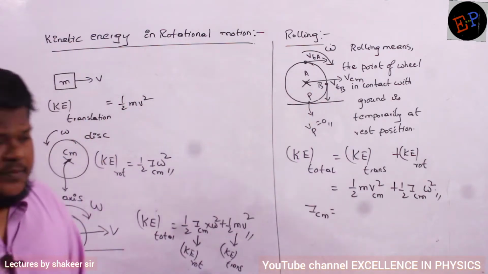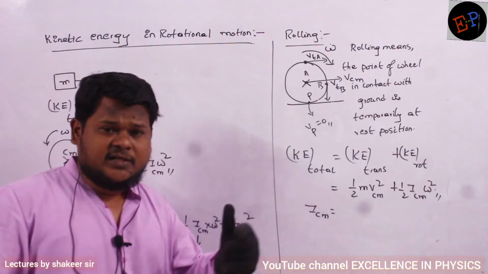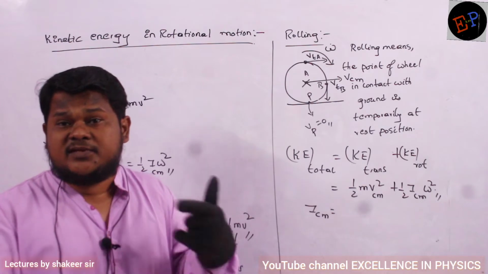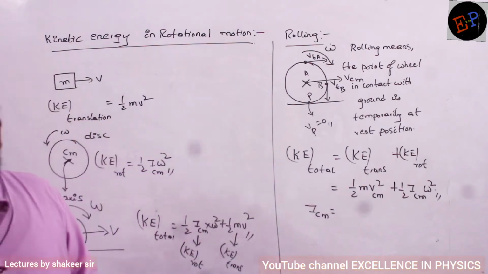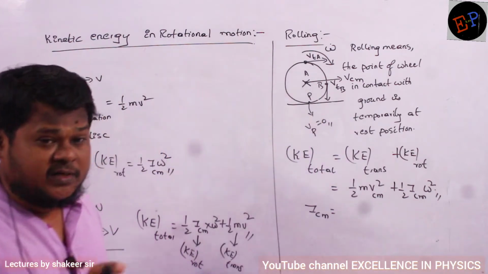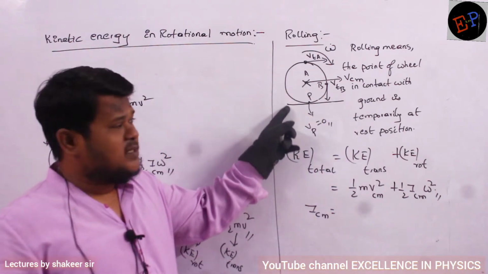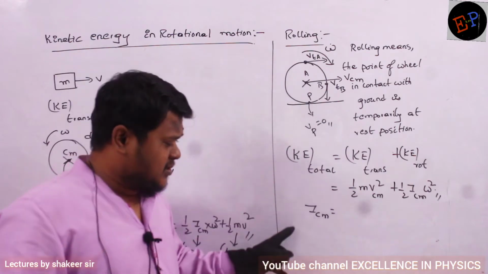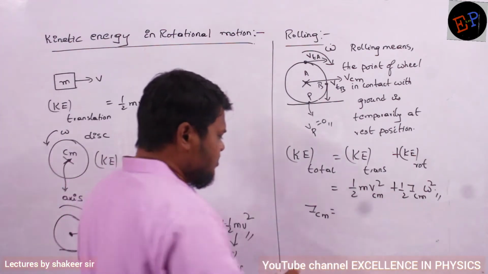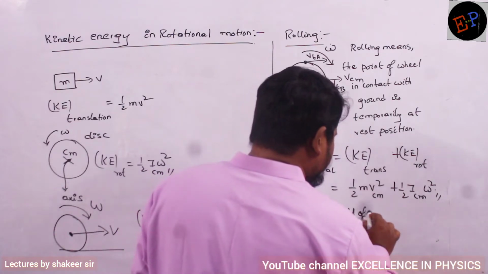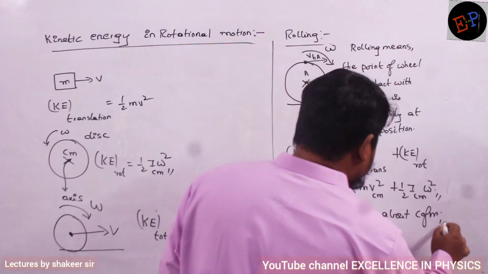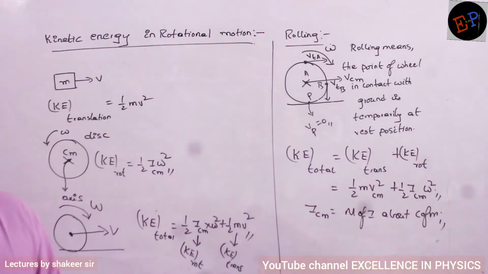Clear, no? Because we already studied that moment of inertia depends on the axis of rotation, no? About which axis are we taking moment of inertia? We are taking moment of inertia about this point, about the center of mass. The center of mass of this wheel is right here. So around that center of mass, moment of inertia is ICM. Clear? Up to here it is clear, no?